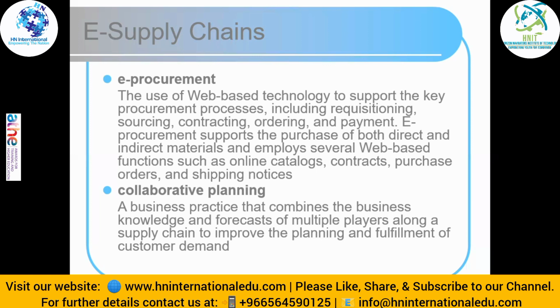Then e-procurement supports the purchase of both direct and indirect materials and employs several web-based functions such as online catalogs. We are very much aware of the online catalogs these days. Contracts, purchase orders, and shipping notices. Shipping notices contain the emails and text messages we get, right? And then we have collaborative planning. If you are in a business practice which combines one or two partners, these are called collaborative plannings.